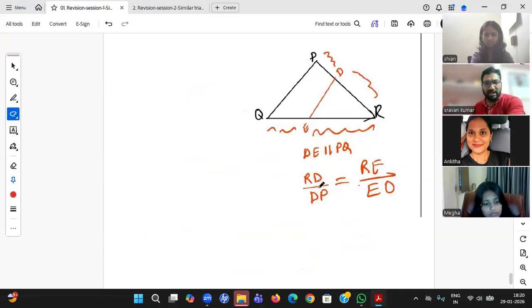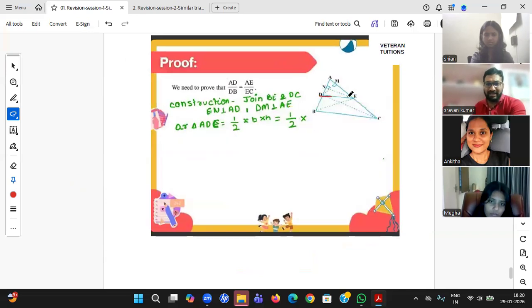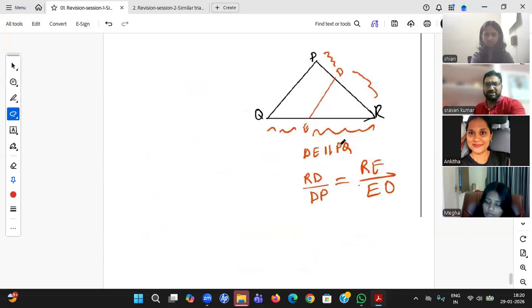Student, again I am saying, here we have taken an example like this, but the things may change. He may apply PQ parallel to DE. You can do it in any way, but I am requesting you to follow this order. Start from the common vertex: RD by DP equal to RE by EQ. Start from the common vertex because I'll be giving some tips and tricks which will be helpful if you do it in this pattern.